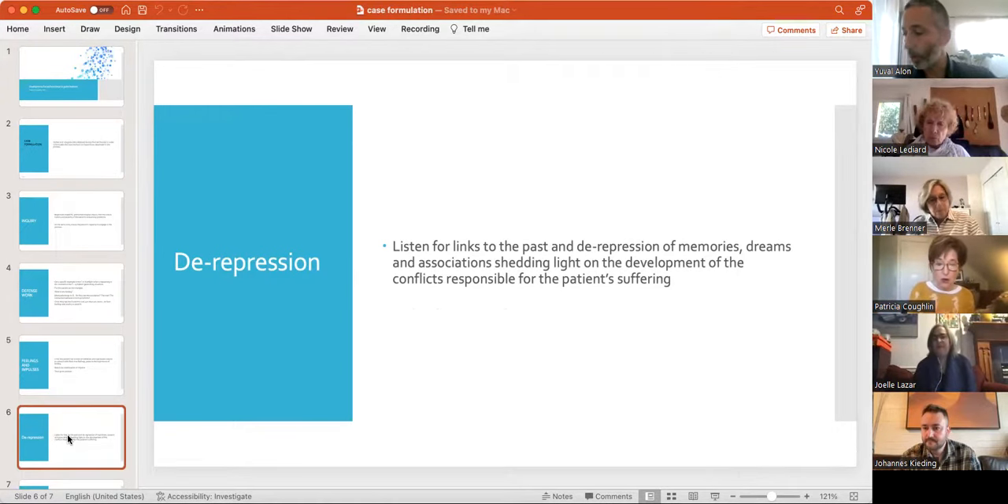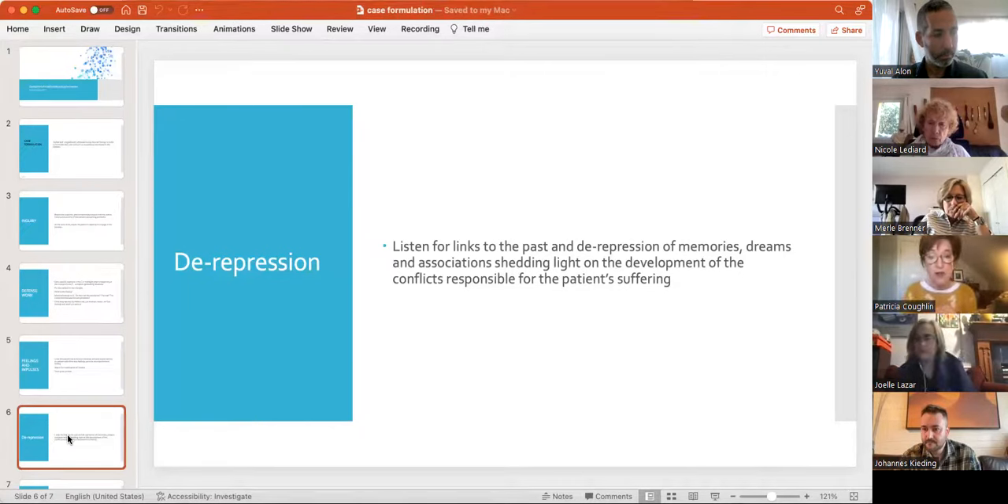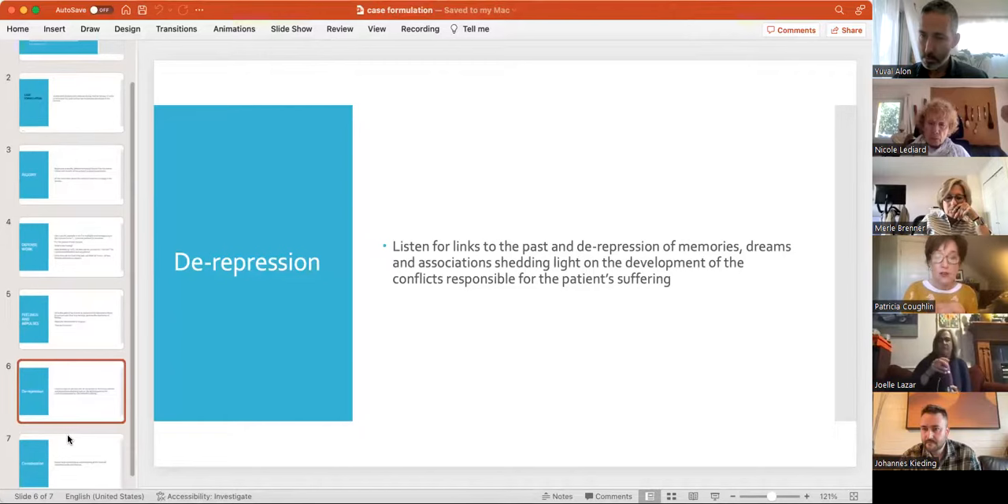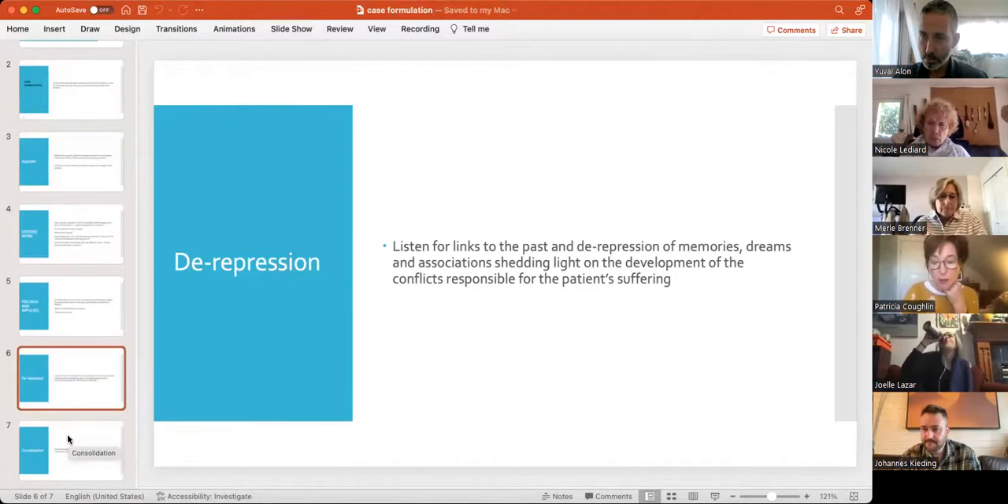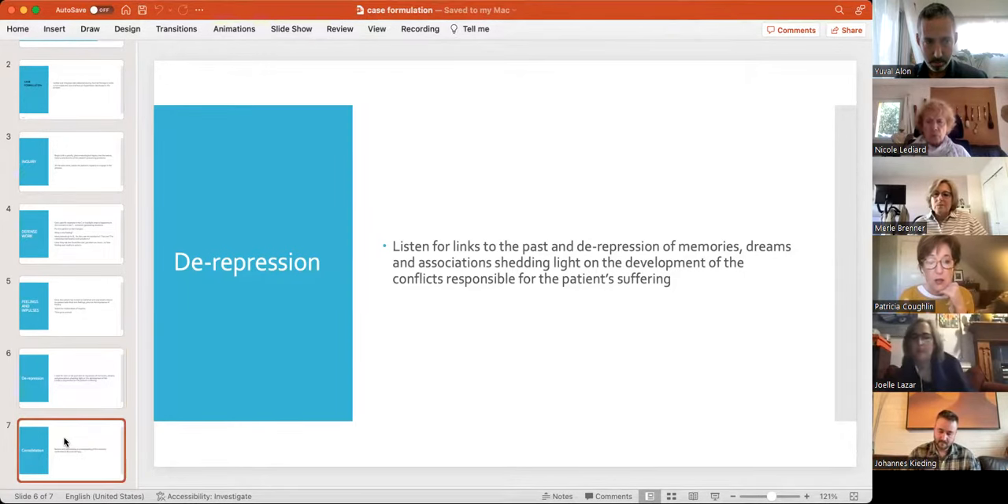So the individual you start with, either you in the transference or someone in the current, will be linked to a genetic figure from the past. You then get this de-repression of memories, dreams, and associations that shed light on the development of the core conflicts that are responsible for the patient's suffering. Right, so this is the UTA in full flower, bringing us the information we need to, again, either confirm or adjust our hypothesis about these core conflicts responsible for the problems.